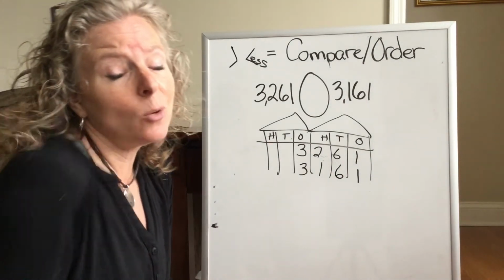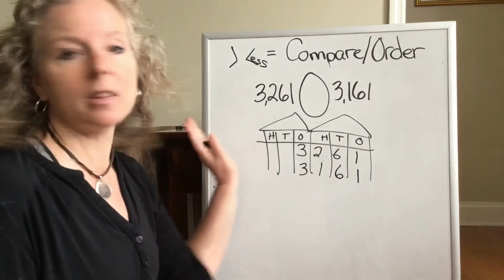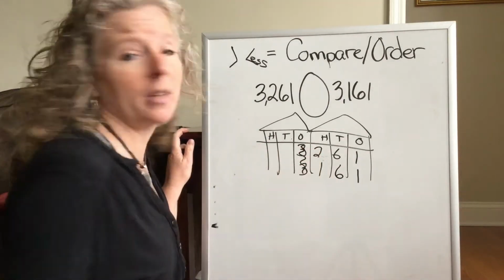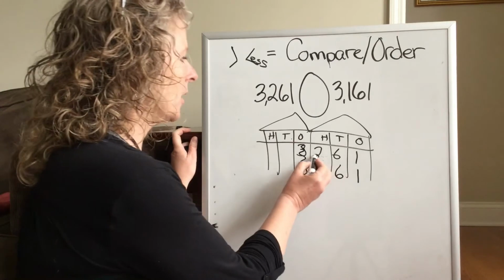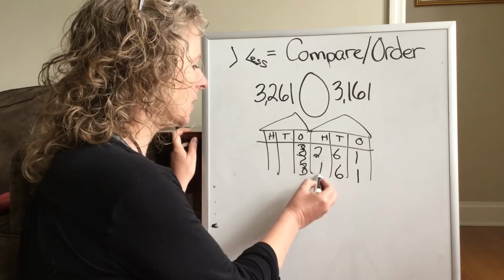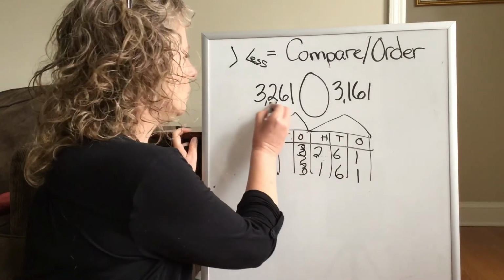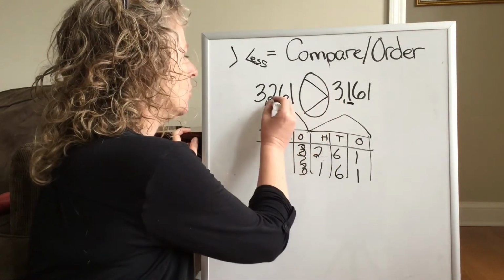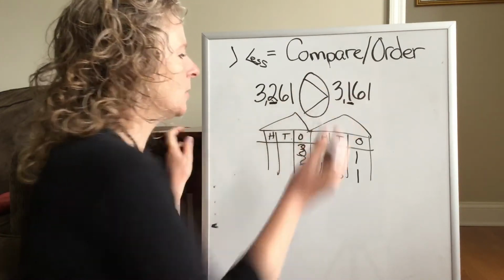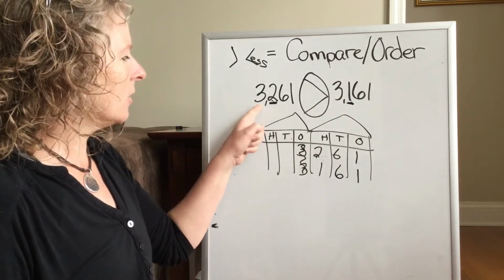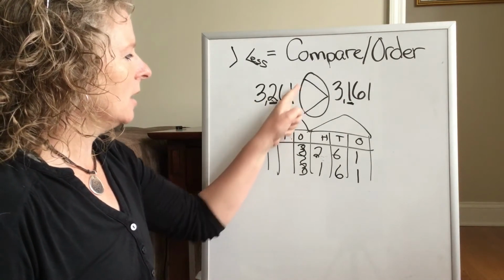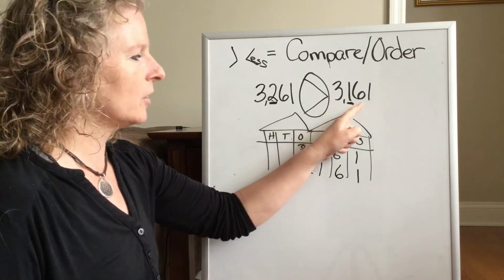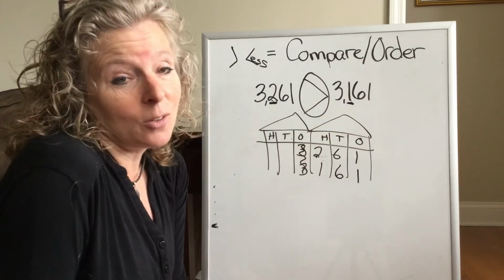And then when we compare, we start at the front of the number. We start at the biggest place value. 3, that doesn't really help us. They're both the same. So now we see, oh, 2 is bigger than 1. So 2 is bigger than 1. So let's put the big mouth towards the 2 because 2 is bigger than 1. 3,261 is greater than 3,161. That's how you compare.